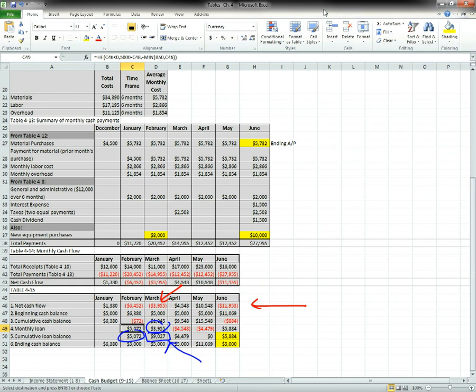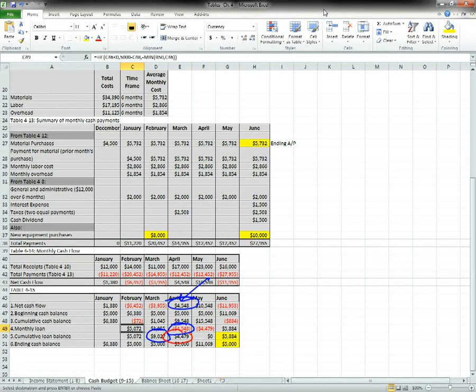In April, the tide turns for us a little bit. In April, we actually have a positive cash flow. We're going to be able to pay off some of that $9,000 loan that we had. How much? Well, we can pay off $4,548. So we'll show that as a negative amount for the monthly loan, paying off part of that loan, and we're left with a new loan amount that's outstanding of only $4,479.